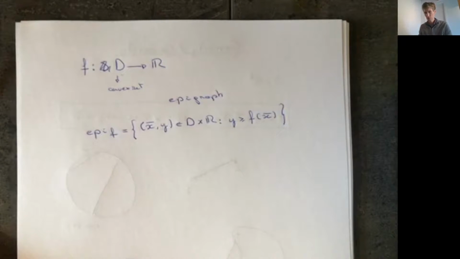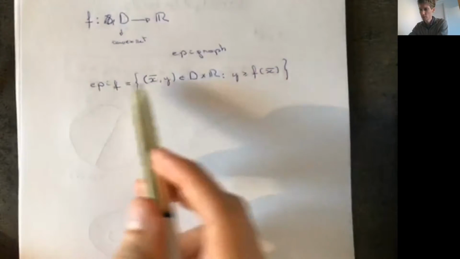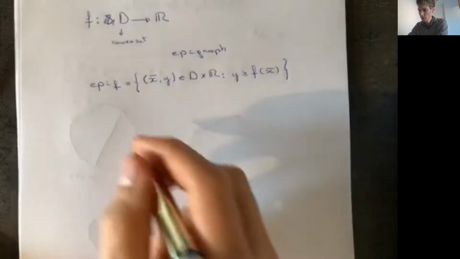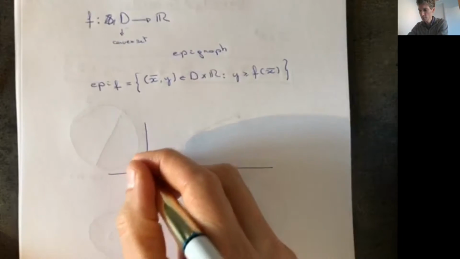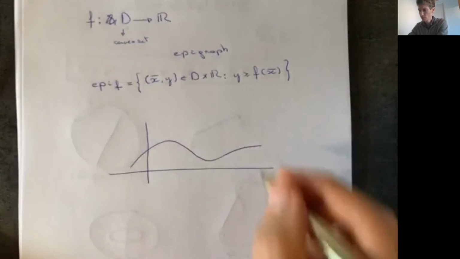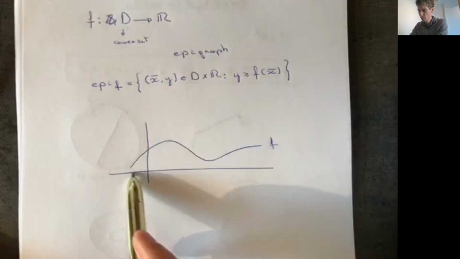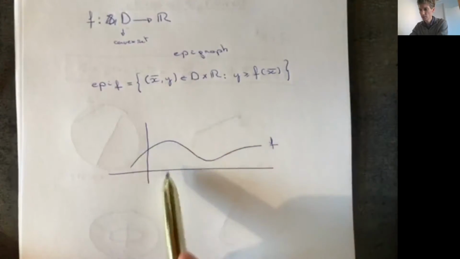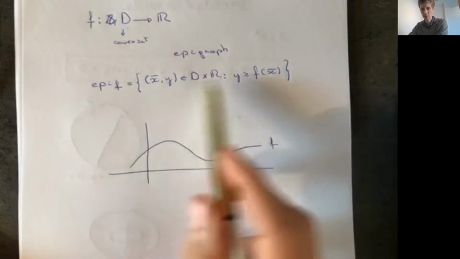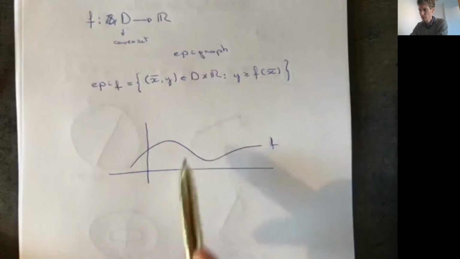Okay, so this is called the epigraph, and maybe I should draw it to make it clear how the set looks. So for example, here I have a function. This is my function f. So I'm looking at points x in the domain. So this is here the domain, and y is in R, so it's basically in x and R. So it's a point on the plane here, such that y is greater or equal to f of x.